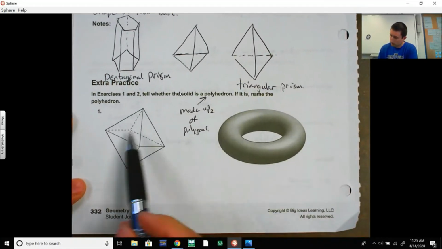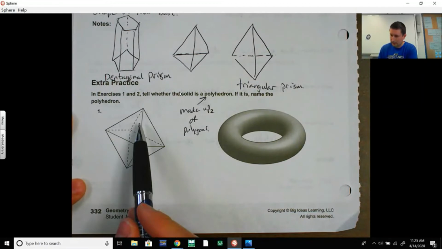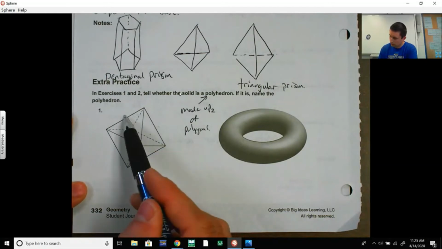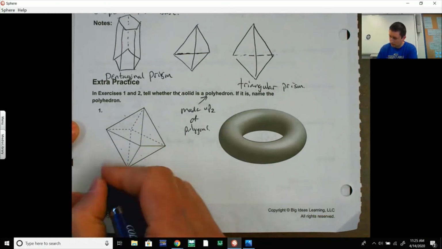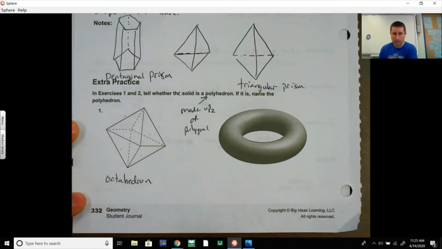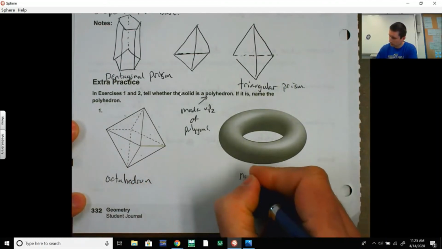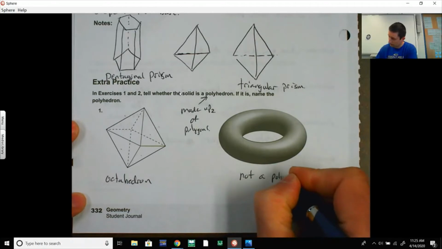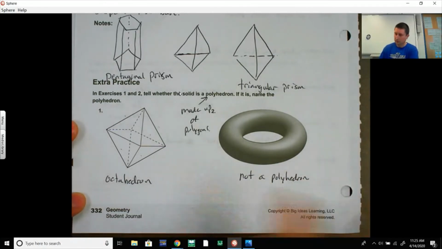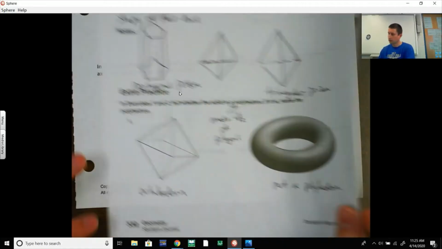Here we have something that is not a prism or a pyramid, but it is one of our polyhedra. It's one of our original ones. We have 1, 2, 3, 4, 5, 6, 7, 8 faces. We have an octahedron. This is not a polyhedron. It has to be made up of squares, triangles, all those.